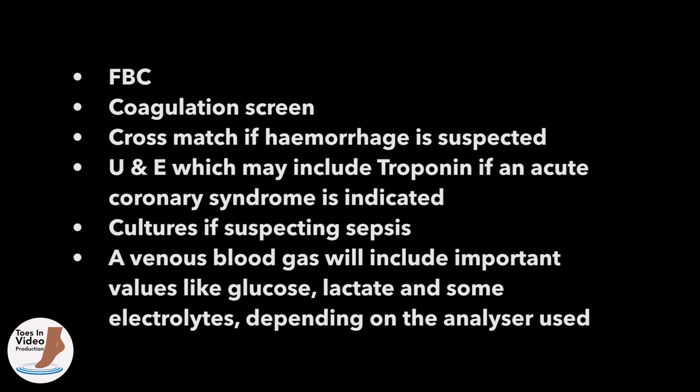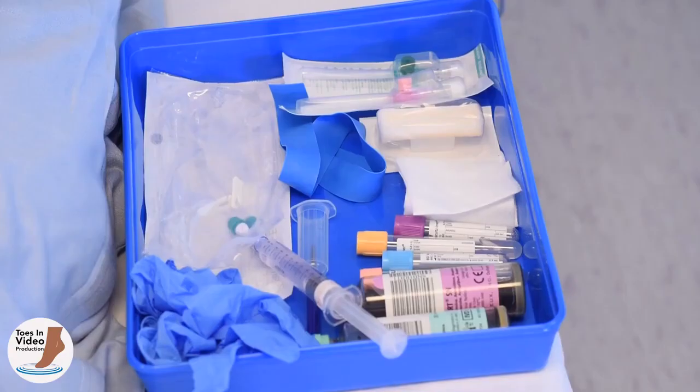A venous blood gas will include important values like glucose, lactate, and some electrolytes, depending on the analyzer used. If you cannot cannulate the patient yourself, ensure the necessary equipment is readily available at the bedside. An arterial blood gas sample requires specialist skills to obtain, but gives key information about the adequacy of ventilation.